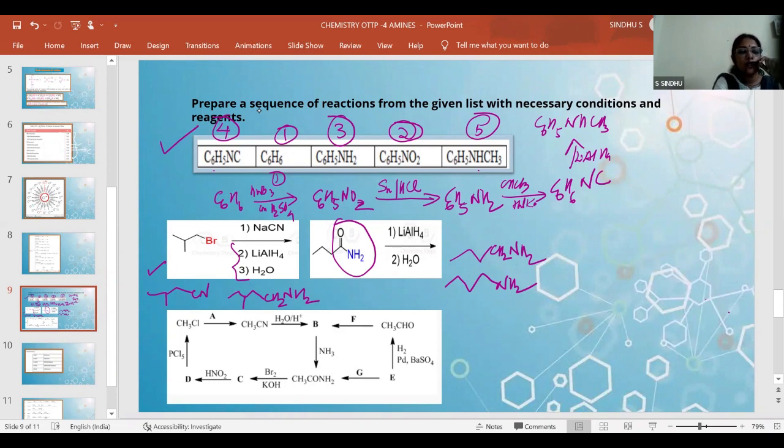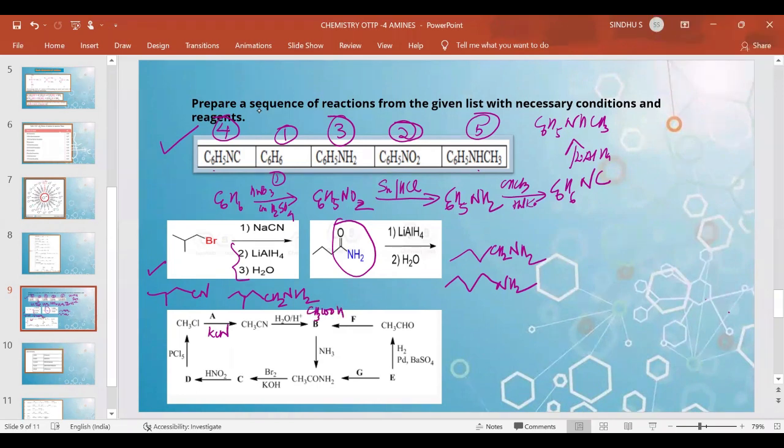So we have chloromethane converting to ethane nitrile. So what will be our A? KCN, ma'am. Yes, we can use KCN. So nitrile, then it is hydrolysis. So B is our carboxylic acid, yes, acetic acid, right? Acetic acid now.